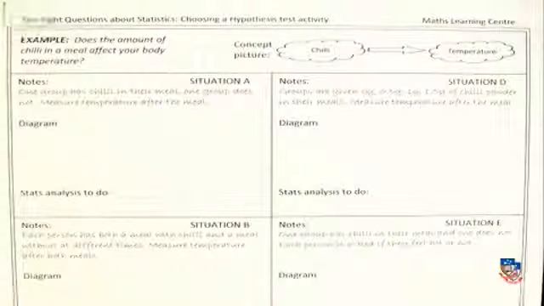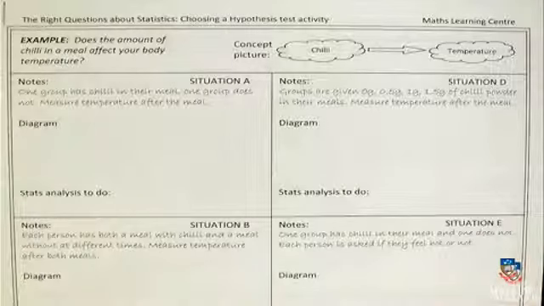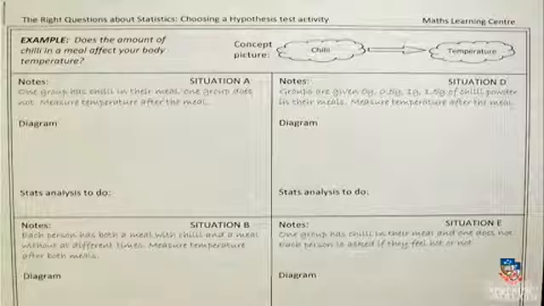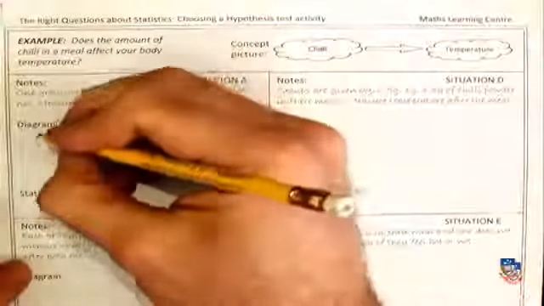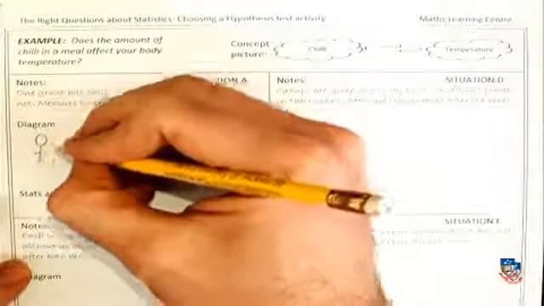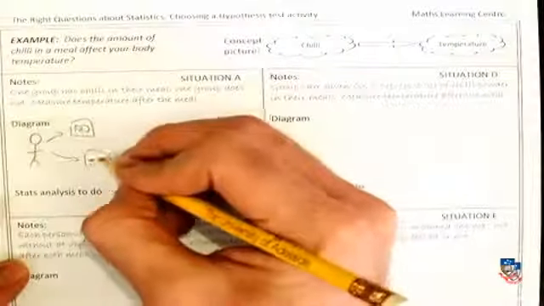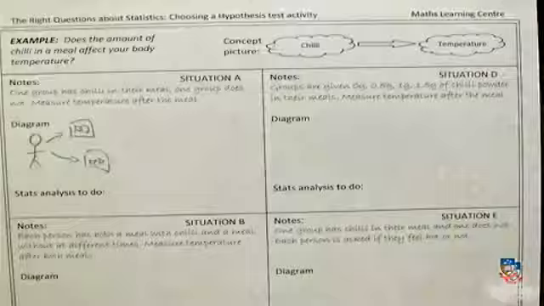So, situation A. One group has chili in their meal and one group does not, and I measure the temperature after the meal. So here's my person, and each person I've recorded chili as a yes or no and temperature as a number. I'm going to probably leave off drawing my diagrams in a minute, but we'll see how we go.